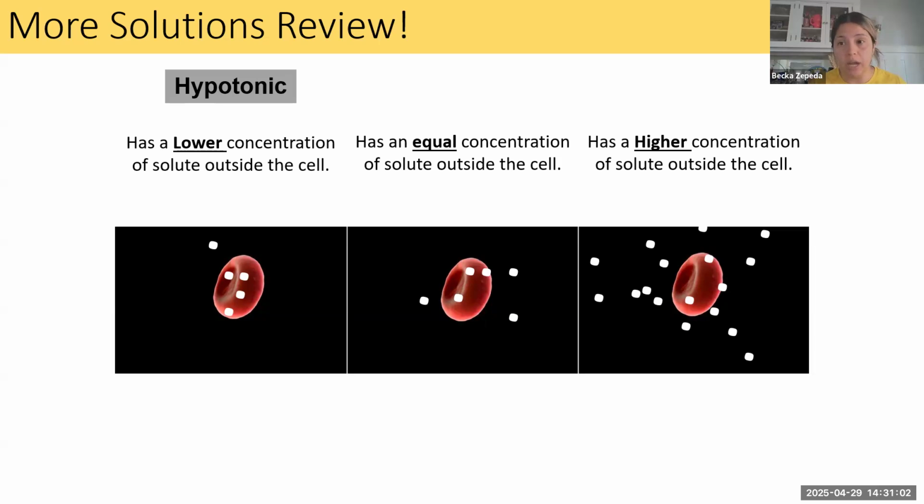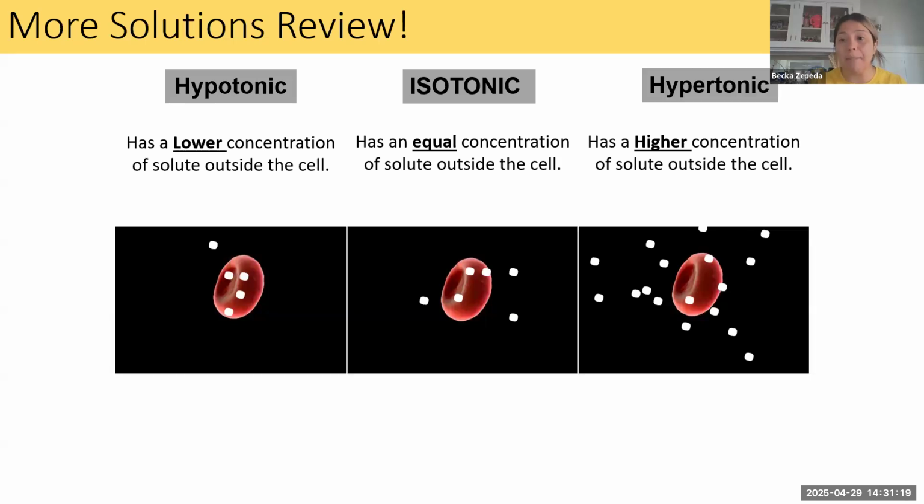When a cell is in solution and the concentration outside the cell is equal to that inside the cell, we call it isotonic. That cell is in an isotonic solution. And then when a cell is in solution and the concentration is higher on the outside of the cell compared to the inside of the cell, we say that that cell is in a hypertonic solution. And so now we're going to talk about the movement of water. And so in a hypotonic solution, where the concentration is less on the outside and it's more concentrated on the inside, water tends to move towards the higher concentration.